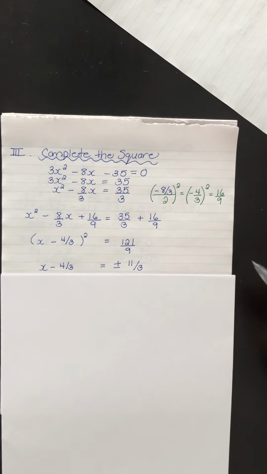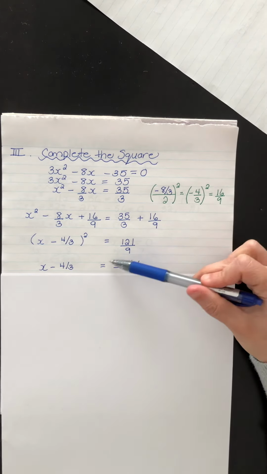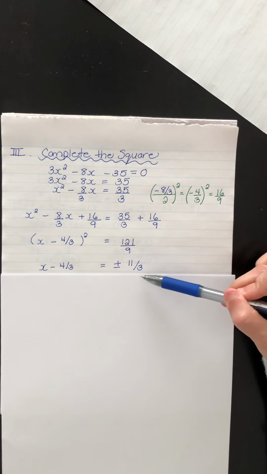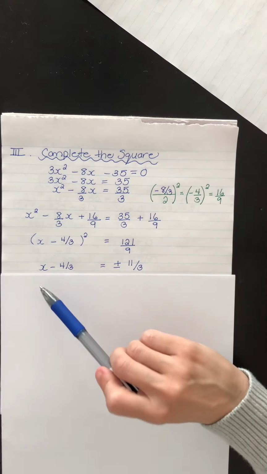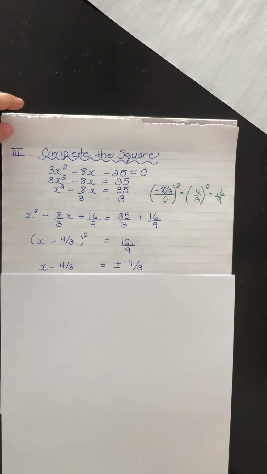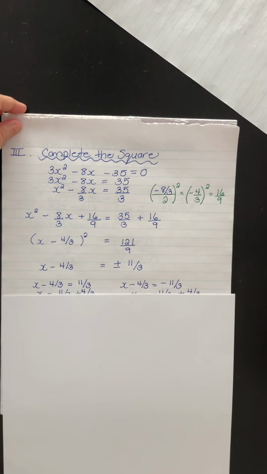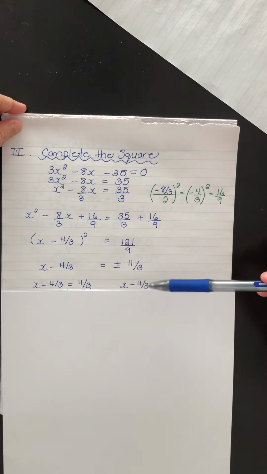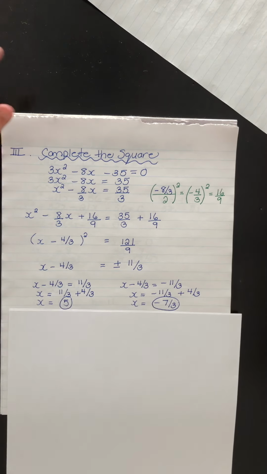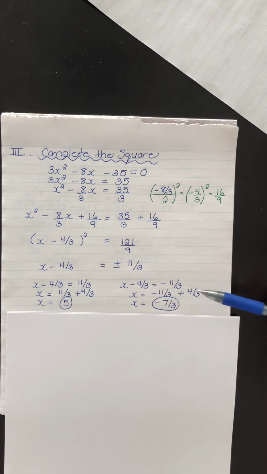Okay, so notice the square is gone on the left side. And now here is where we're going to get our two answers. So we're going to set x minus 4/3 equal to 11/3 and x minus 4/3 equal to negative 11/3. And therefore, to find x, we will be adding 4/3 to each side. So here we go. We add 4/3 to each side to get our final results.